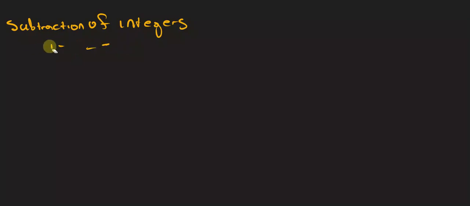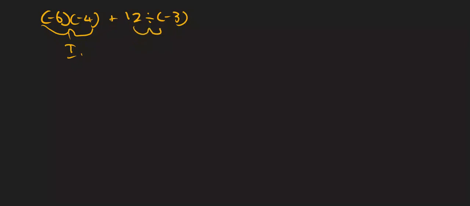Alright, let me give you a harder example. Let's say if I give you negative 6 times negative 4 plus 12 divided by negative 3. Now, let's separate this. This should be part 1, and this part 2. So, add 1 and 2, which is equal to. So now I want to teach you a trick here.